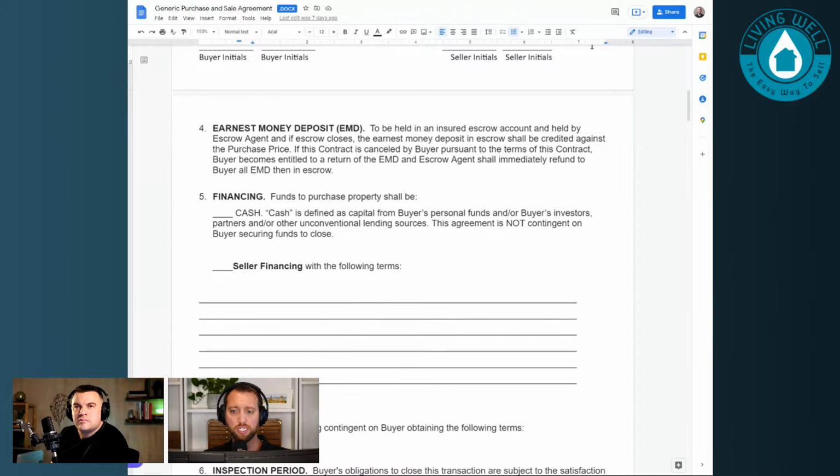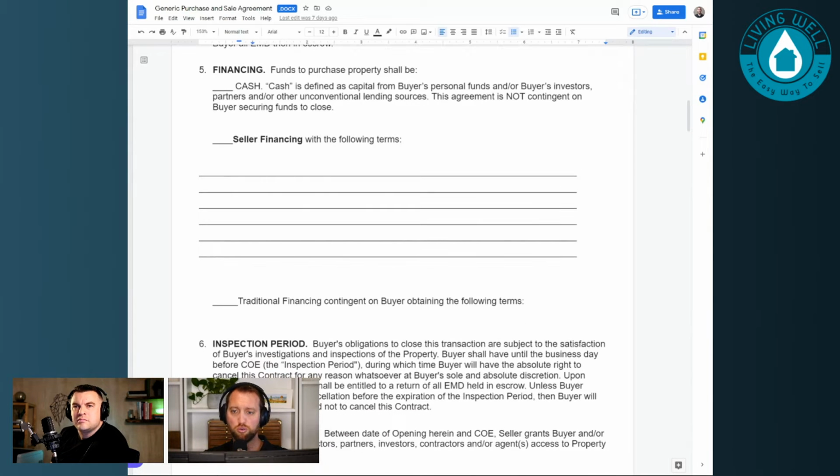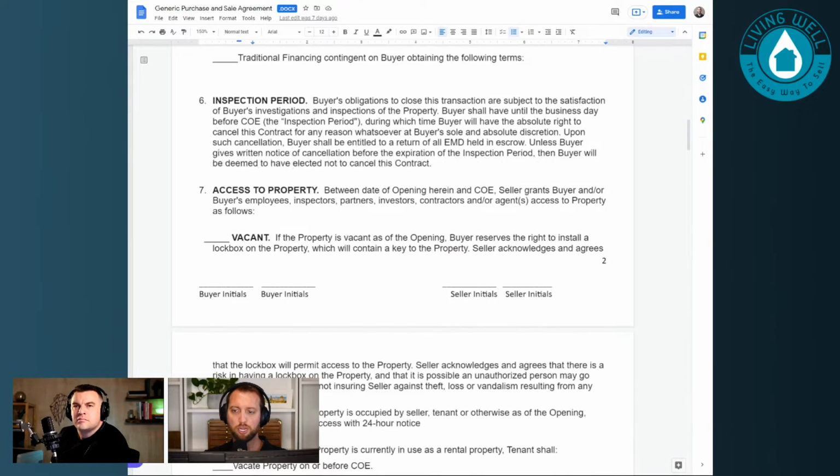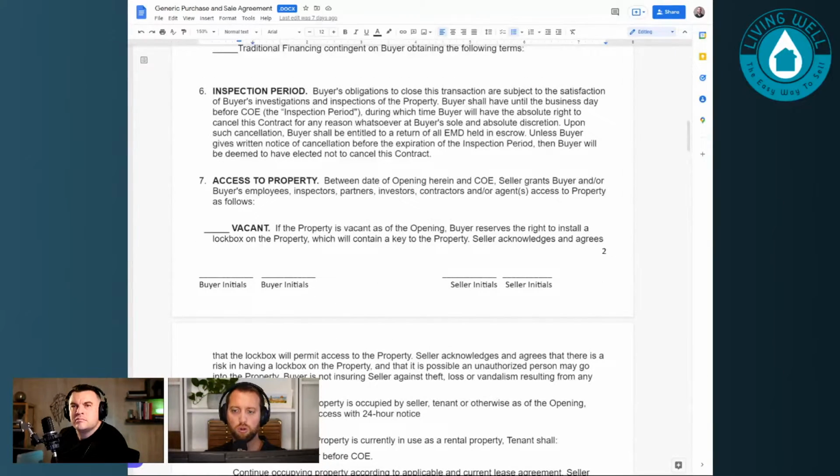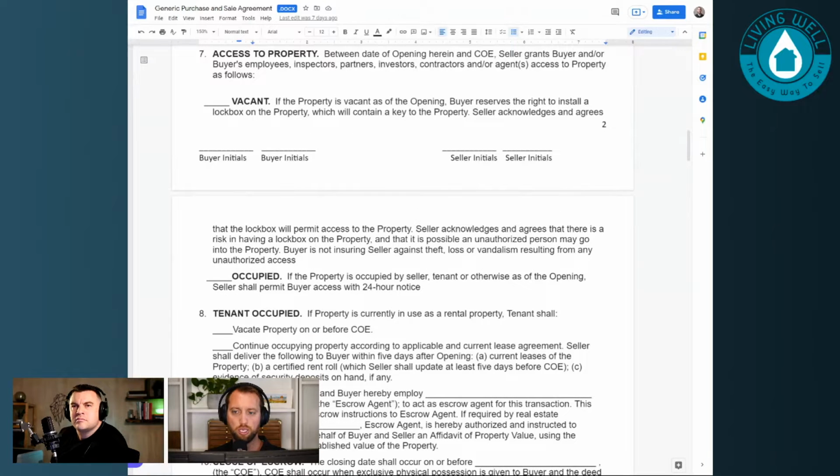Earnest money deposit, it's just defining when that's going to be due, in what amount. Financing, this is very important. If it's a cash buyer, this box should be checked. Cash, okay? If it's seller financing or traditional financing, it's going to specify how they're paying. Inspection period, it's going to define what that's for and how long it's going to be. Access to property, basically it's going to go over, hey, is the property going to be vacant?